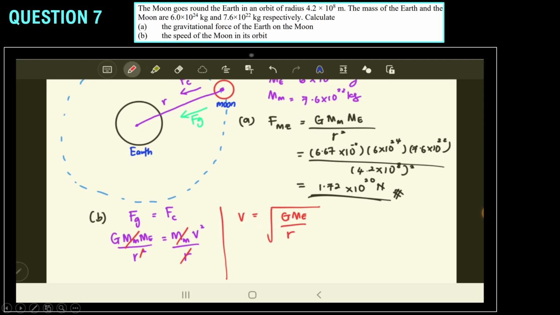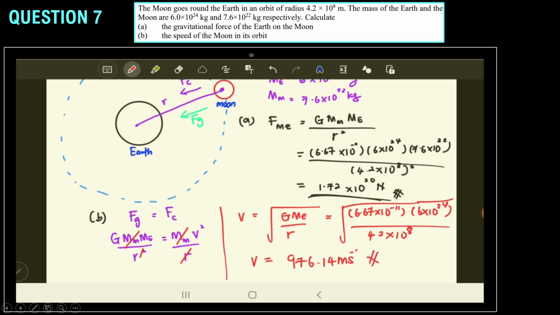So now we can substitute all the values. We have 6.67 exponent negative 11, 6 times exponent 24, and the distance between them is 4.2 exponent 8. Therefore v is 976.14 meter per second.